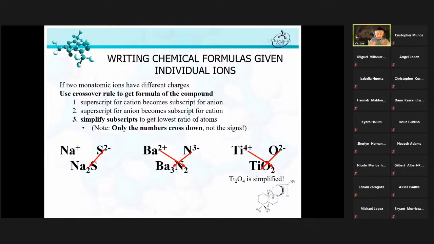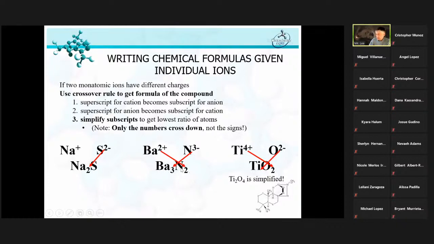Then, if the numbers can be simplified by dividing out a single number, you do that. For instance, let's take a look at the sodium and sulfur ions. This is the sodium ion, this is the sulfide ion. The 2 here goes to the subscript of sodium. This 1 here goes to the subscript of sulfide. However, we do not write 1s. If there's no number there, 1 is automatically understood. Same thing here with barium 2+ and nitride 3-. The 3 goes to the barium and the 2 goes to the nitrogen.